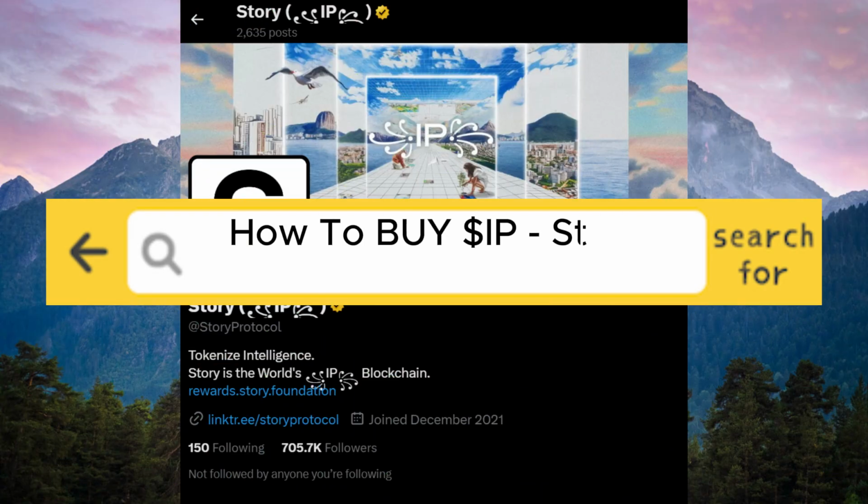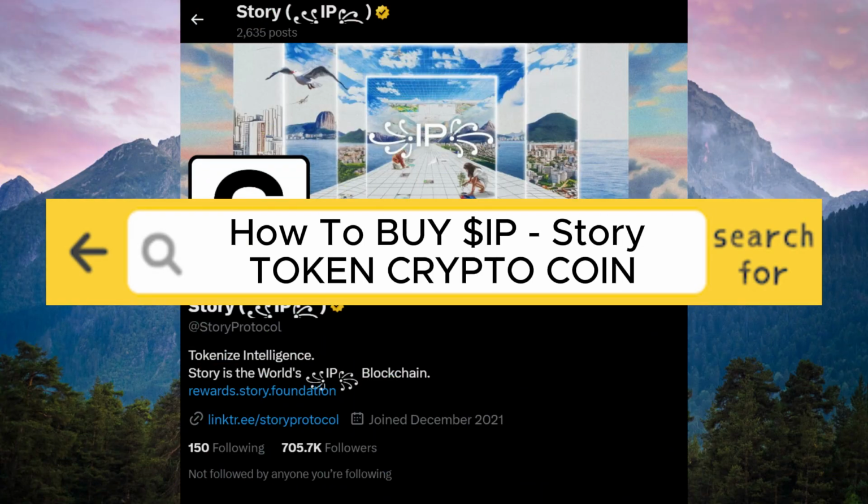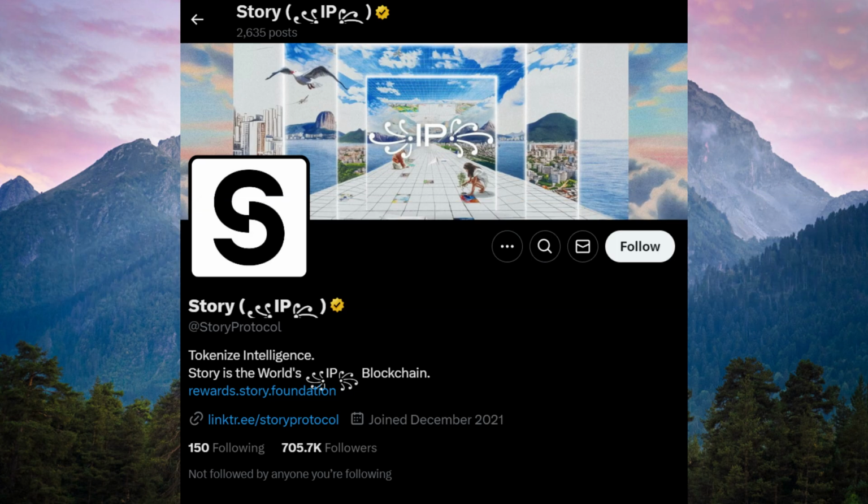How to buy $IP Story Token Crypto Coin. Step 1. Prepare your wallet. The first step is to create or set up a wallet that supports ERC-20 or BEP-20 tokens, depending on the blockchain that the $IP token is on.